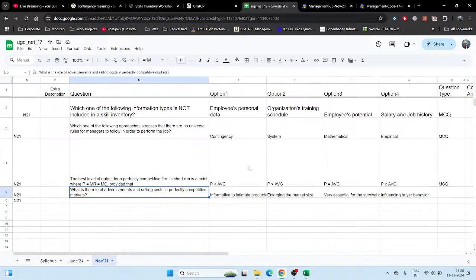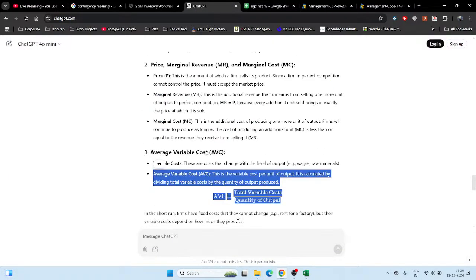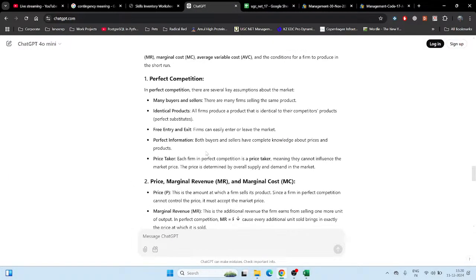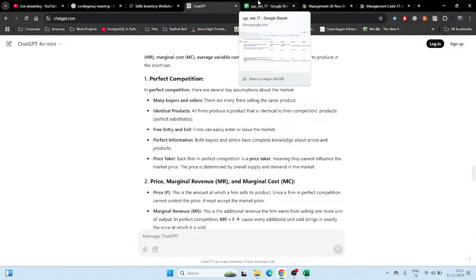What is the role of advertisements and selling cost in a perfectly competitive market? We just saw the conditions of a perfect market right here. In perfect competition, there are many buyers and sellers. There is free entry and exit. The products are identical and there is perfect information. Both buyers and sellers have complete knowledge about price and products. Each firm in perfect competition is a price taker, meaning they cannot influence the market price. The price is determined by overall supply and demand in the market.